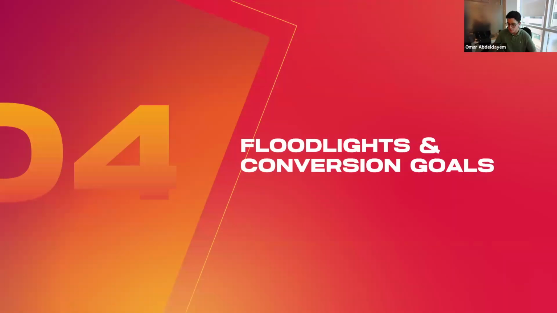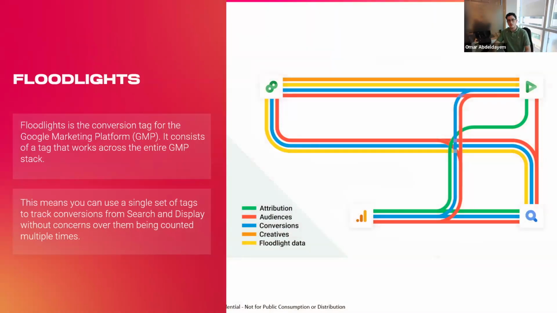All right, now covering Floodlights and conversion goals. So Floodlights, as I highlighted earlier, is a conversion tag for the Google Marketing Platform, or GMP, which typically, of course, consists predominantly of GA, SA360, and DV360 as well. And the main strength here is that you're able to utilize a single set of tags to track conversions from all of these different sources without being concerned about your conversions being counted multiple times.